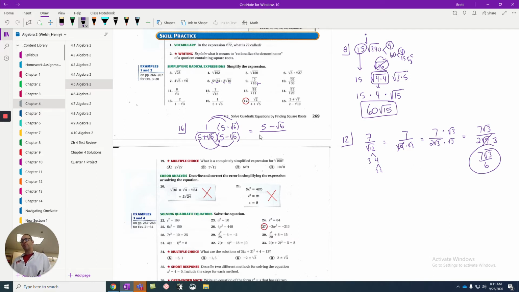Well, 5 times 5 is 25. I know I'm going to get a negative. This will always come out as minus. The square root of 6 times the square root of 6 is the square root of 36, which we know is just the number 6. We still need to subtract the denominator to finish. We have 5 minus root 6 over 25 minus 6 is 19. And there we go.